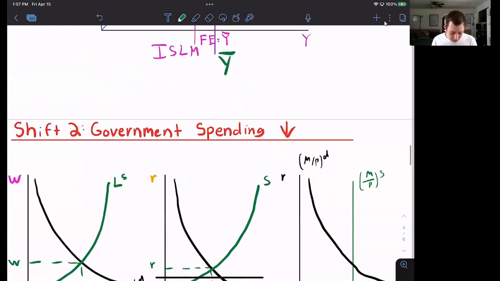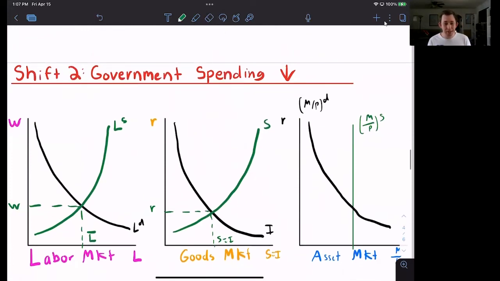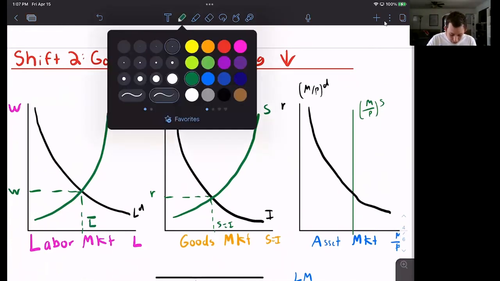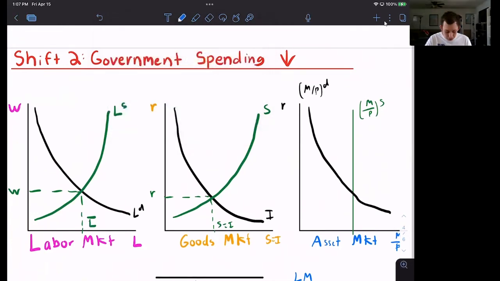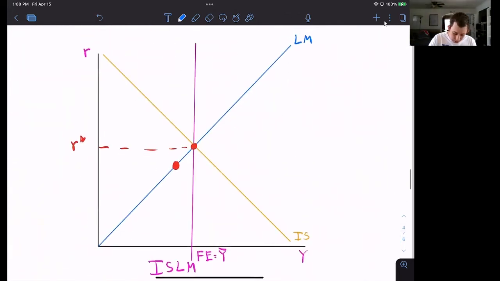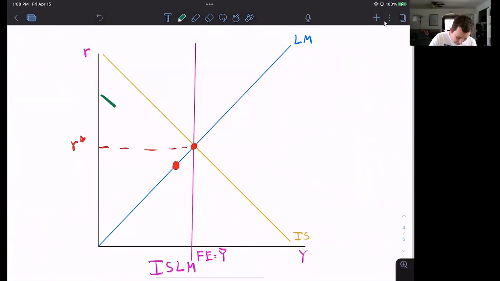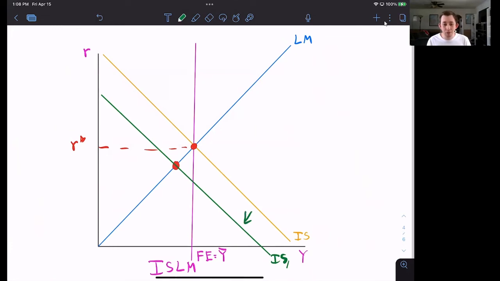Now let's do our second shift, which is a decrease in government spending. So if we have a decrease in government spending, we are not affecting the labor market. We are affecting the goods market because we have increased savings. So savings has gone up like this. And we have not affected the asset market. So all we're doing is shifting the IS curve down. So our new IS curve is going to look something like this. Notice that our full employment line hasn't shifted and our LM curve hasn't shifted.